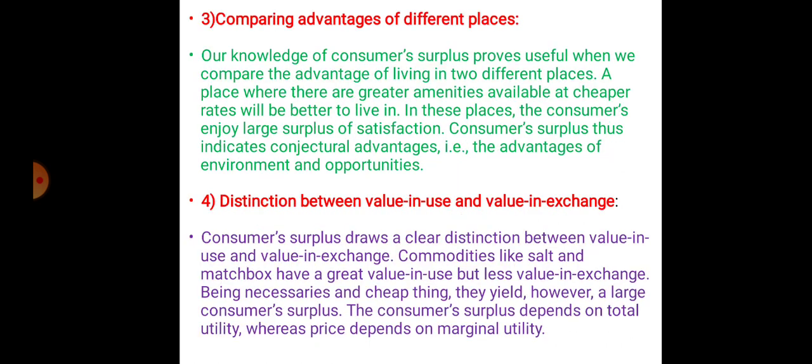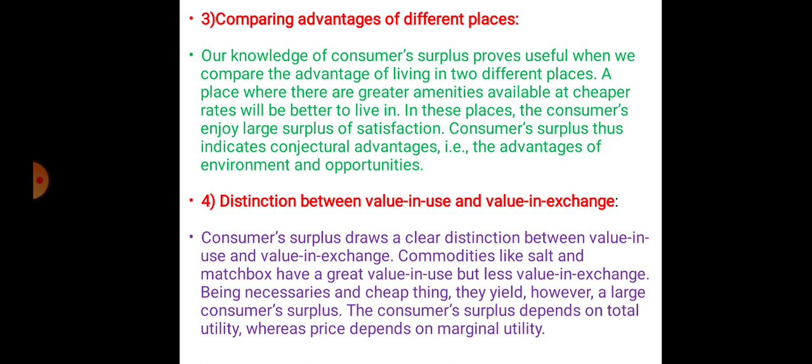Now, third, comparing advantages of different places. Our knowledge of consumer surplus proves more useful when we compare the advantages of living in two different places. A place where greater amenities are available at cheaper rates will be better to live in. So, in these places, the consumers enjoy more surplus of satisfaction. Consumer surplus hence indicates a conjectural advantage, that is, the advantage of environment and opportunities.